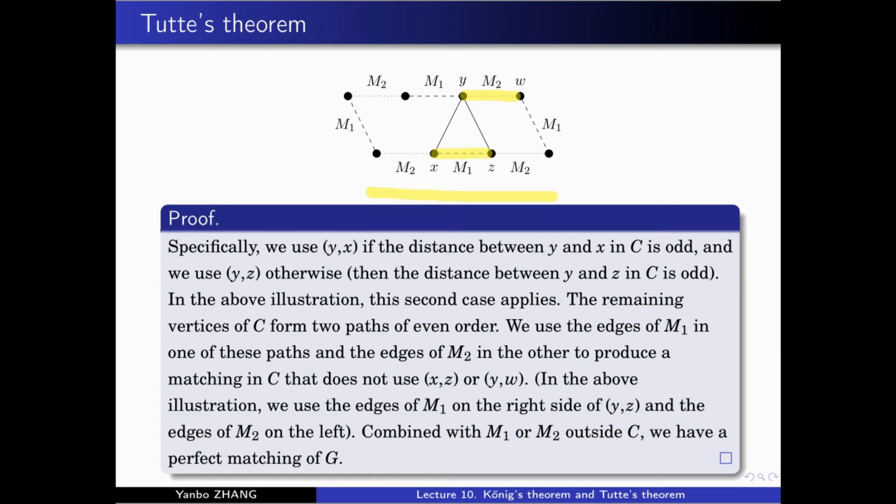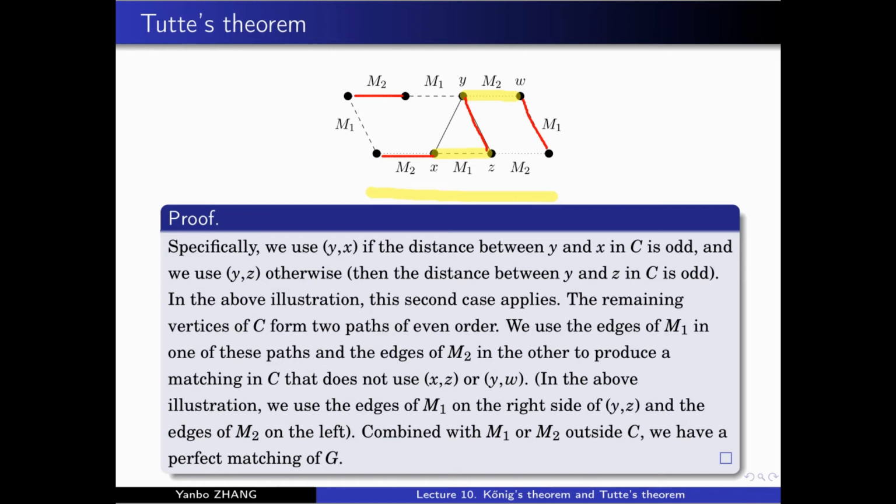We can use some edges of M1 and some edges of M2 to find a perfect matching. Here in this graph, the matching contains the edge yz, one edge from M1 and two edges from M2. We see that the red edges form a perfect matching in this graph, and it avoids using the edge xz and the edge yw.